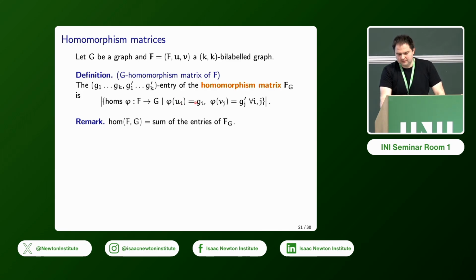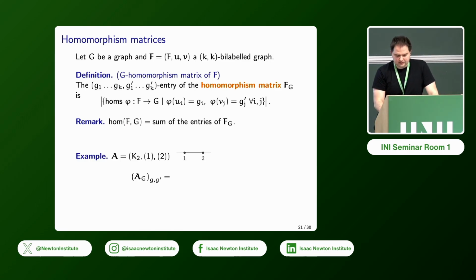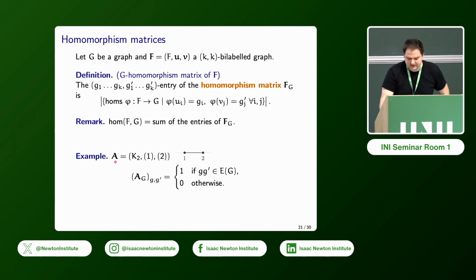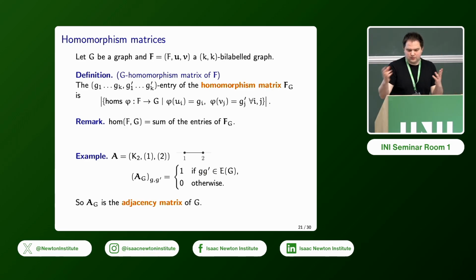So map the input labels on these vertices gi, and map the output labels on the vertices gi prime. Then the homomorphism count from F to G is the sum of the entries. And here is a good example: if our graph is a bilabeled K2 with labels 1 and 2, then this will actually be just an adjacency matrix, because we can map an edge to an edge.